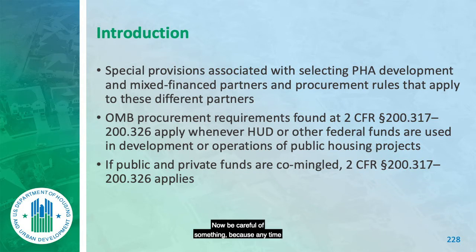Now be careful, because anytime you commingle federal funds into another project, HUD has to give specific approval. Your field office has to give you specific approval to do that. I had a developer who told one of my clients that he could commingle capital funds into a project, and I told him he could not commingle without HUD approval. The developer told him he was wrong. I was wrong. Don't listen to me.